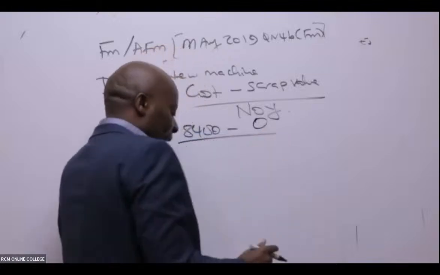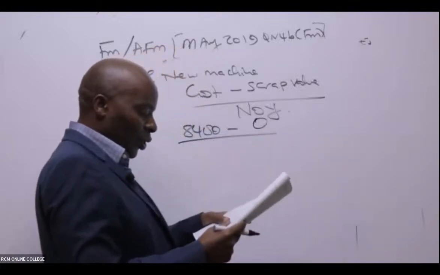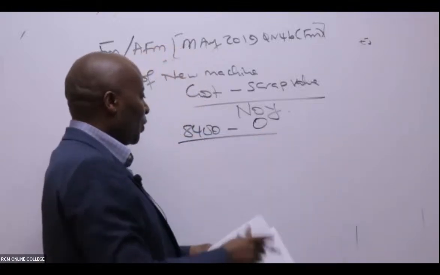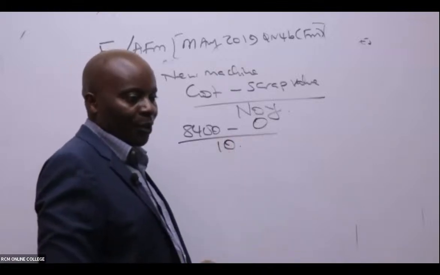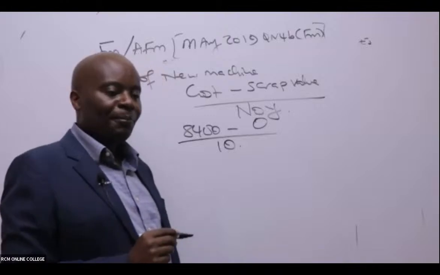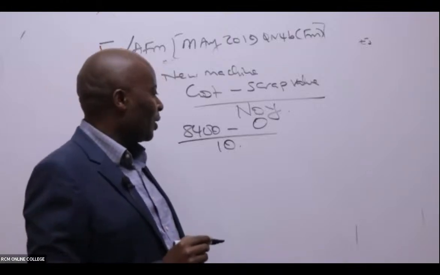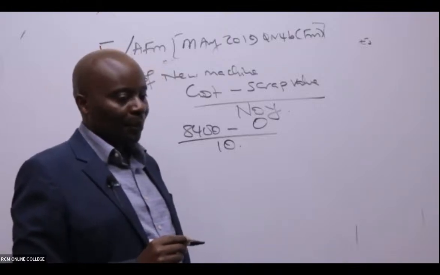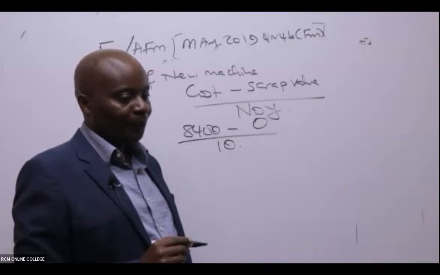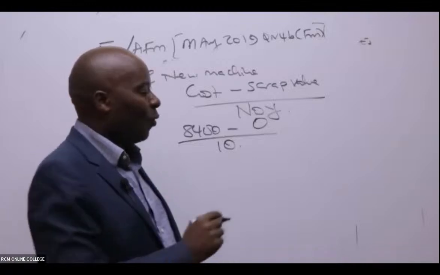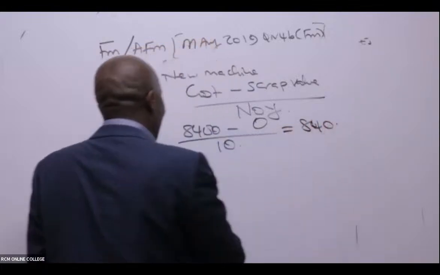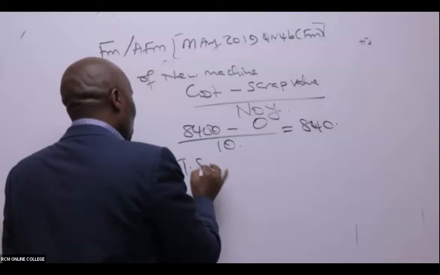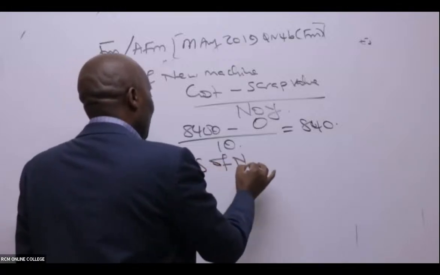Divided by how many years does it have? Number of years. It is 10 years. So then are you able to give me this figure here? 840, 840, 840. So please go ahead and give me the depreciation tax shield of the new machine.